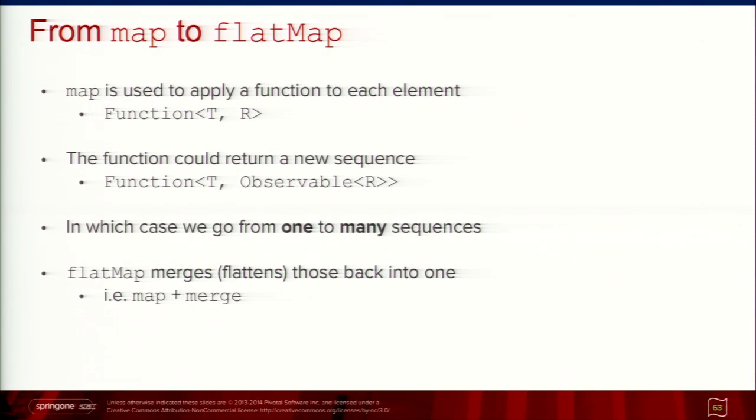So the answer is actually very simple. In this case, flat map means that we want to flatten those. We want to merge those back in. So fundamentally, this is map, which gives you multiple streams, and then merging of those streams back into a single stream so you can continue to operate on it. That's really what this means. And yes, it is a mental shift.